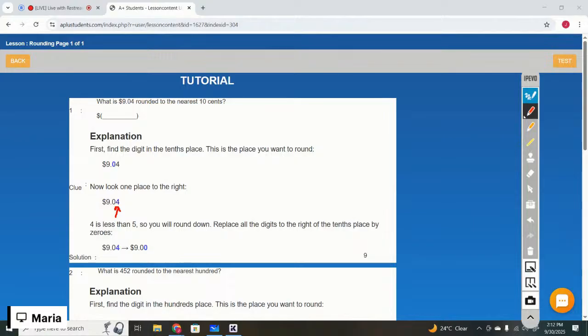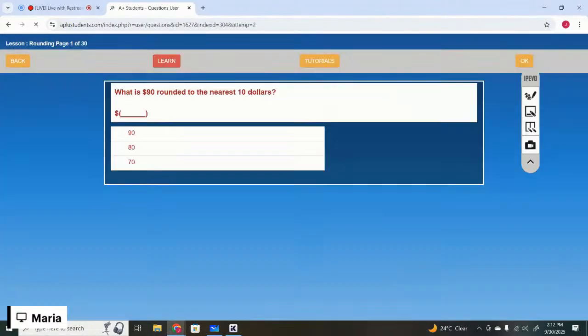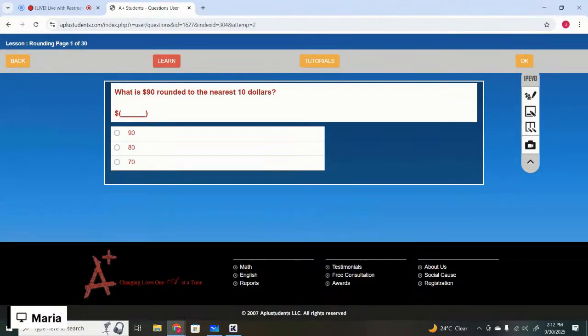Let's just start with the test questions. What is $90 rounded to the nearest $10? So $90 is already rounded to the nearest $10, so it would be 90.